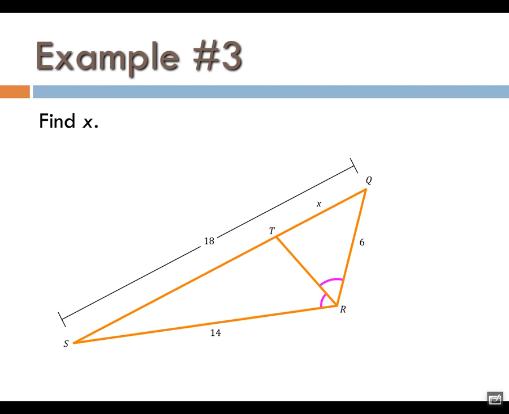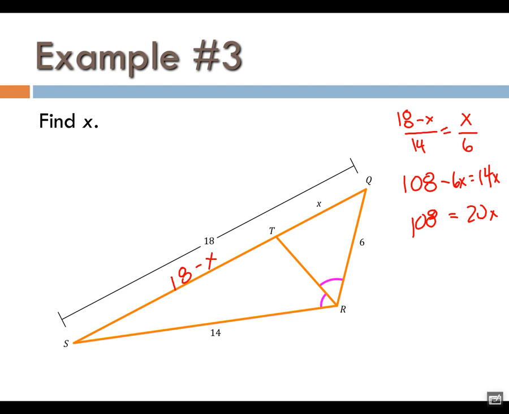Katie, how long is TS? 18 minus x. Beautiful. What did you get for an answer, by the way? I got 5.4. How do we feel about that? Yep, good. Tell us how you set it up. So I put 18 minus x over 14, and then I set that equal to x over 6. Beautiful. Cross multiply. 6 times 18 is 108.